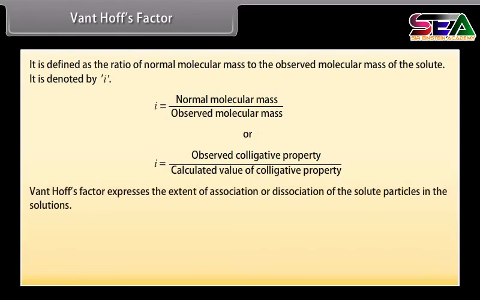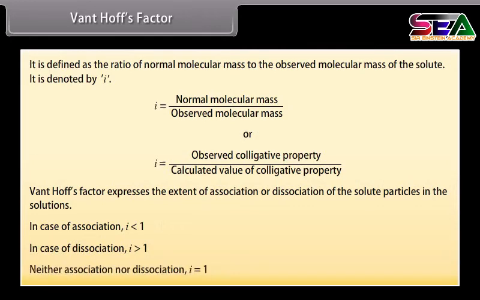Van 't Hoff's factor expresses the extent of association or dissociation of the solute particles in the solutions. In case of association, i is less than 1. In case of dissociation, i is greater than 1. Neither association nor dissociation, i is equal to 1.